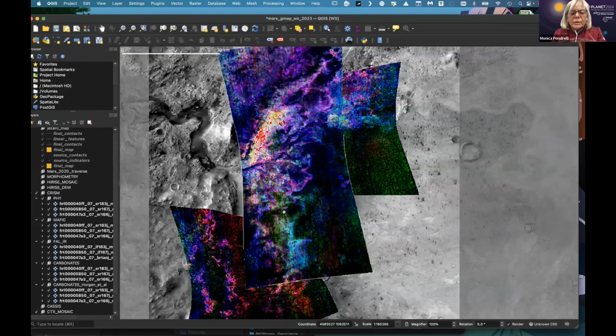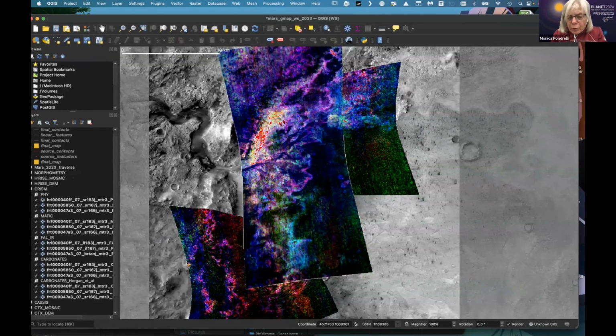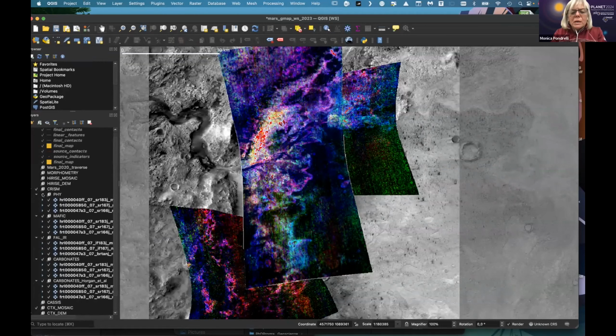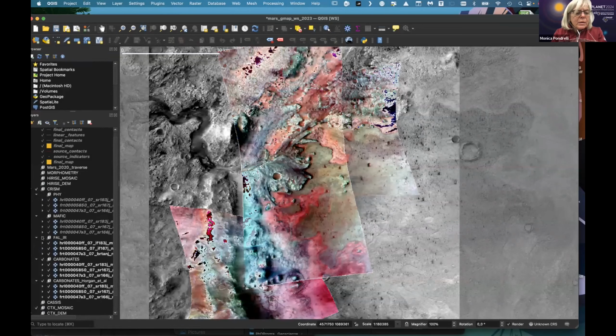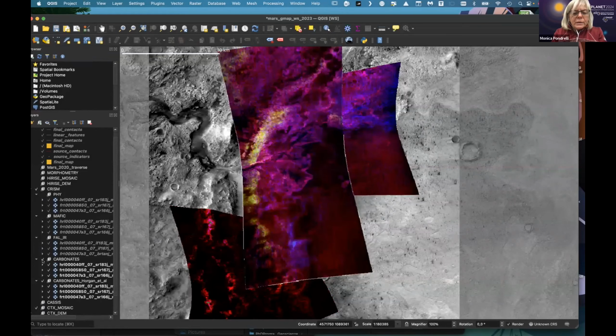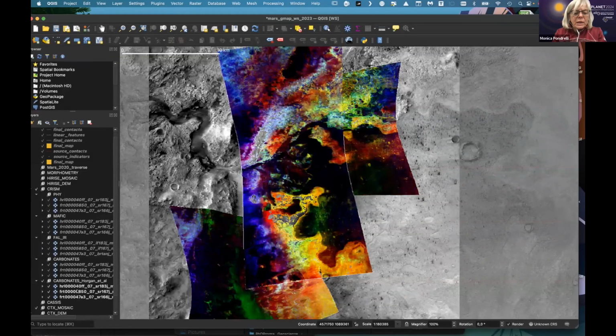On top, you have the RGB for the phyllosilicate map, so to say. Then we have the mafic one. This is the mafic one. False IR. The carbonates. And this is the custom product we were mentioning before.